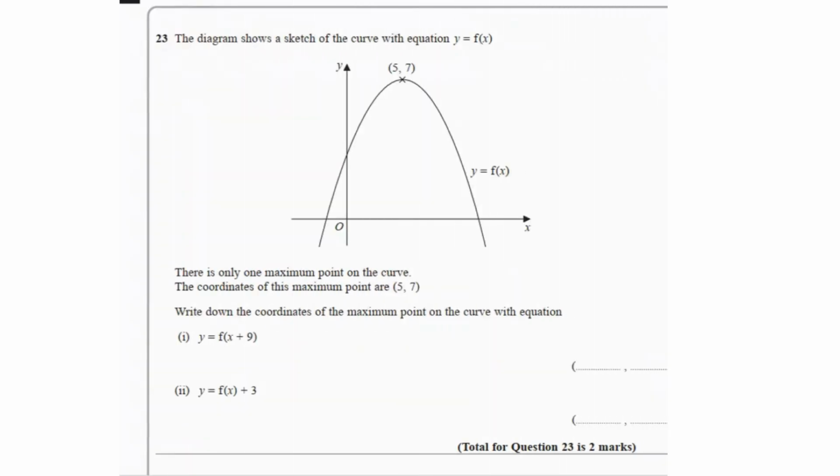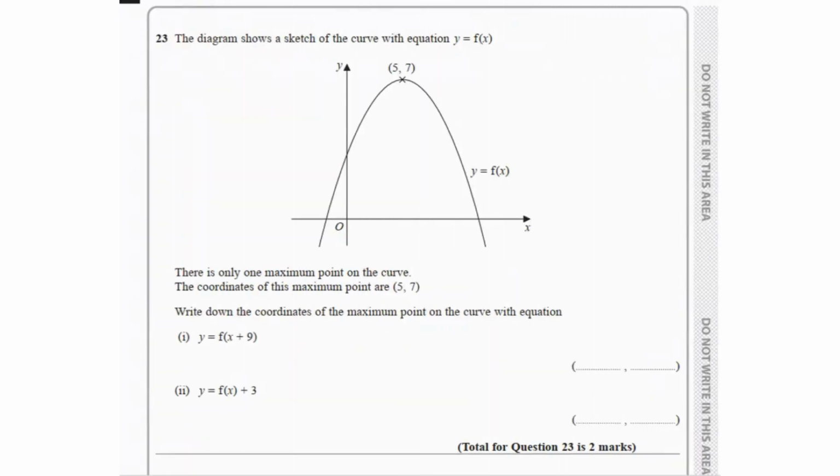Now over here it says the diagram shows a sketch of the curve with the equation y equals f of x. There's only one maximum point on the curve and the coordinates of this maximum point are 5, 7. Write down the coordinates of the maximum point on the curve with the equation y equals f of x plus 9. Now we're adding something to x, which means we will subtract 9 from 5 because we're moving the graph to the left-hand side. So that's negative 4. So x value becomes negative 4, y remains as it is.